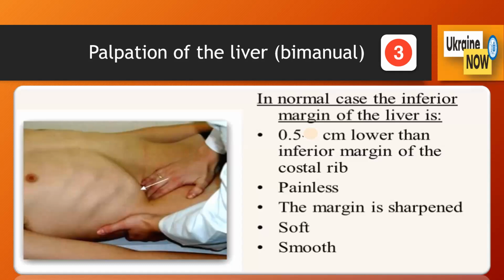Palpation of the liver, bimanual palpation. In a normal case, the inferior margin of the liver is 0.5 centimeters lower than the inferior margin of the costal rib. It is painless. The margin is sharpened, soft, and smooth.